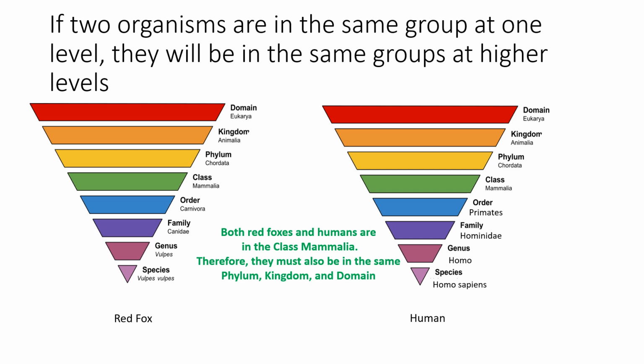If two species are in the same category at one level, they will be in the same categories at all the broader levels above that. So our red fox belongs to the phylum Chordata. That's the same phylum that we belong to. So if both red foxes and humans are in the phylum Chordata, they must also be both in the kingdom Animalia and the domain Eukarya.